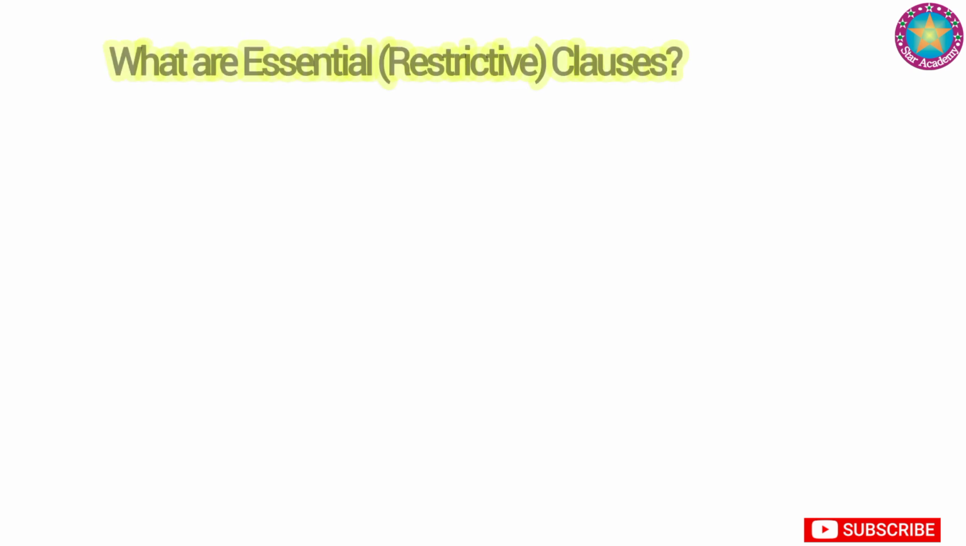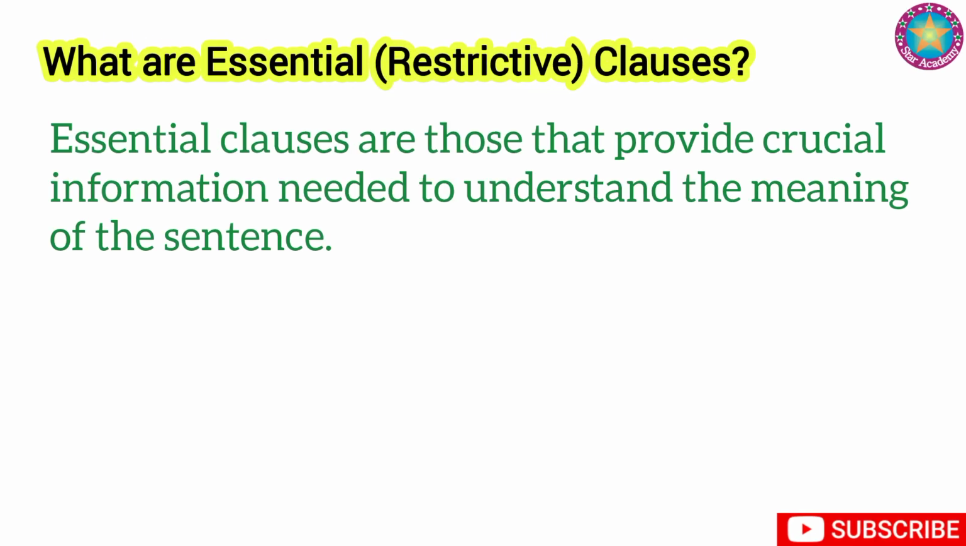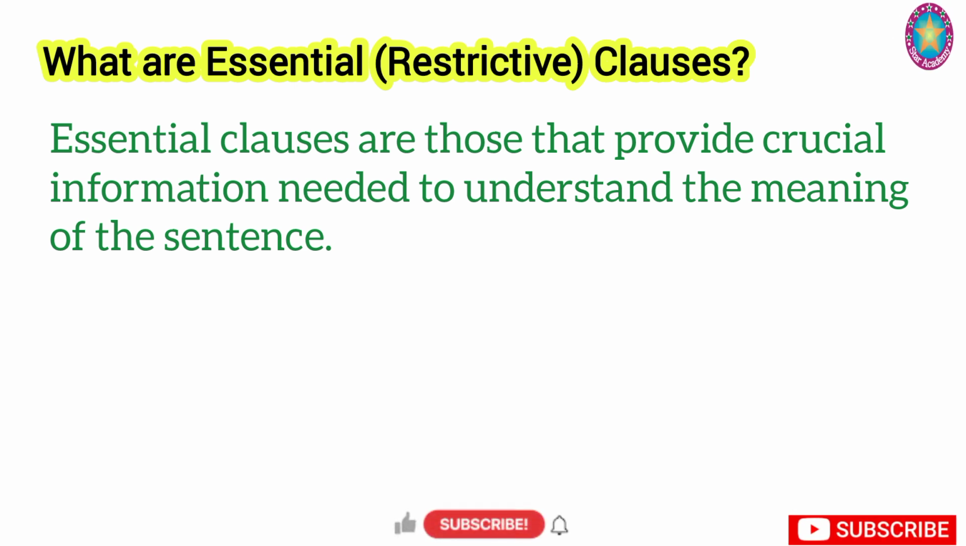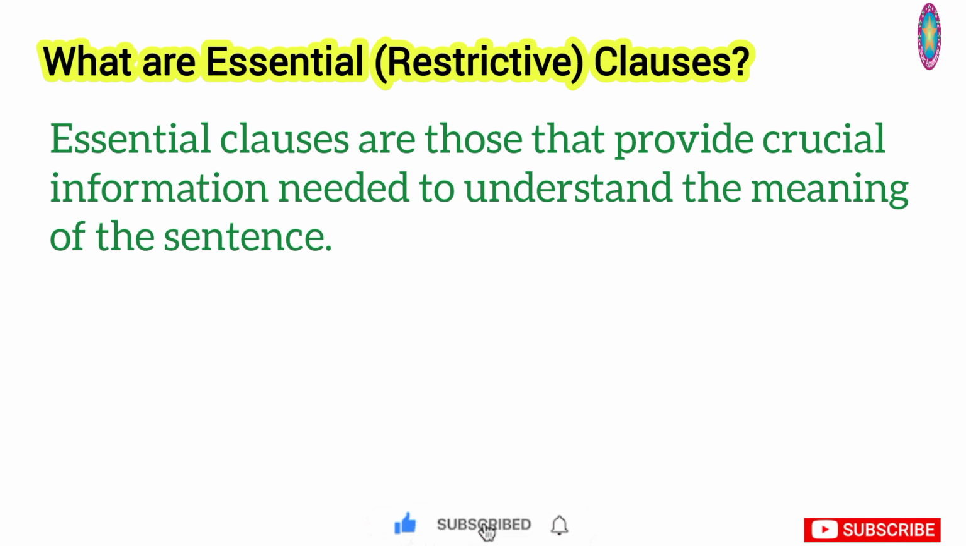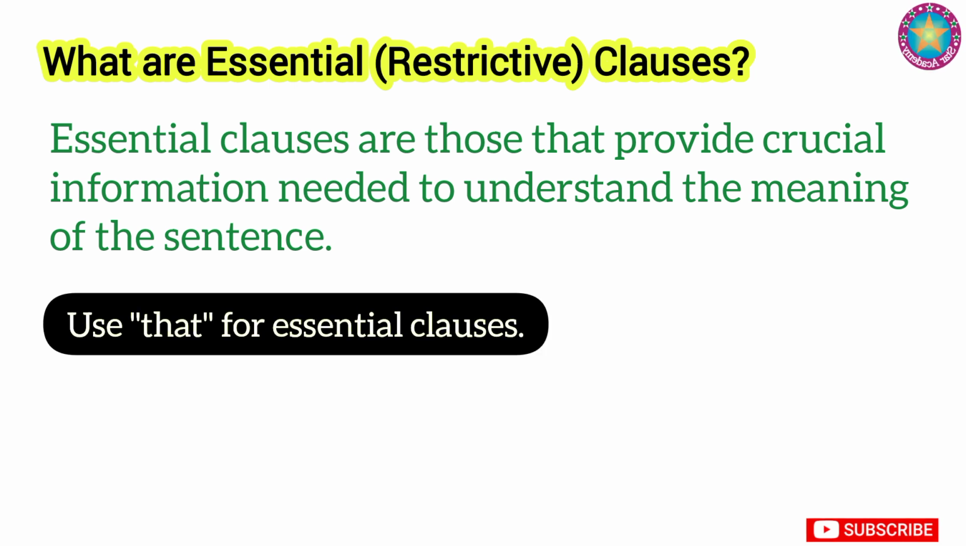First, you must know what are essential clauses. Essential clauses are those that provide crucial information needed to understand the meaning of the sentence. An essential clause, also called a necessary clause, is a dependent clause that provides crucial information about the noun it modifies. It cannot be removed from the sentence without changing the sentence's meaning. Essential clauses usually begin with that and do not use commas to separate them from the independent clause. Remember the rule. Use that for essential clauses.